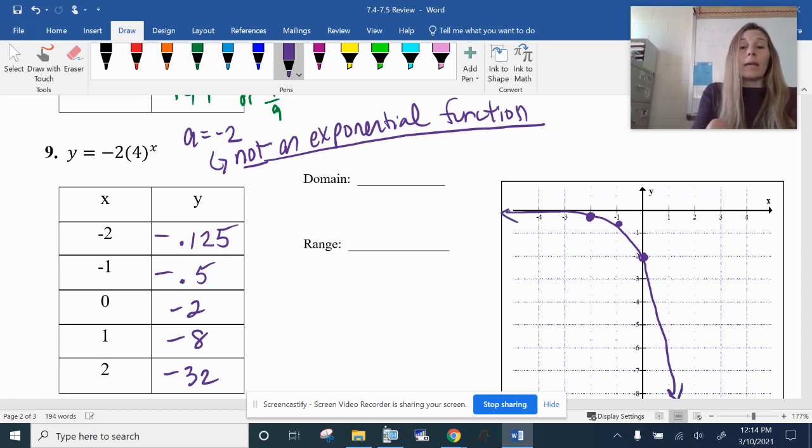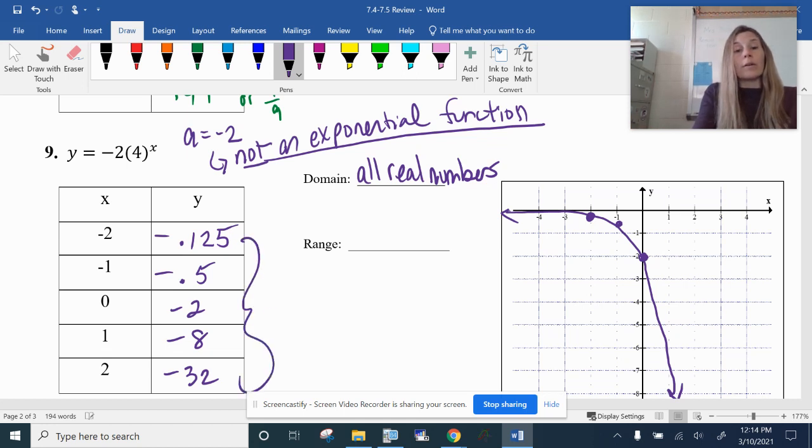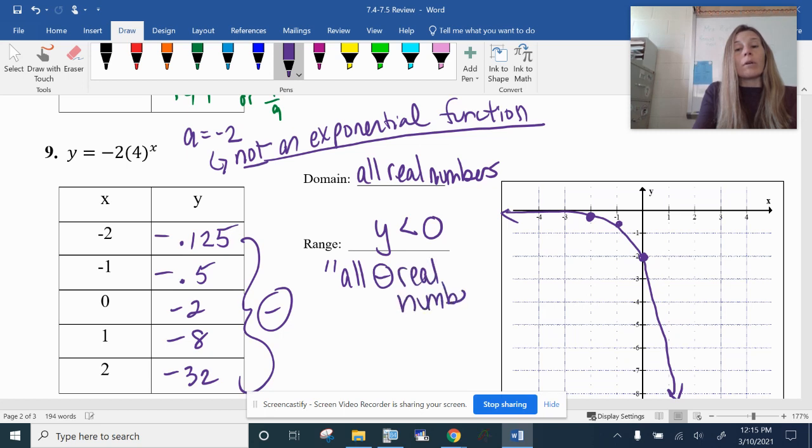Okay, now domain would still be all real numbers. But this time your range, since the whole graph is below the x-axis and all of these values are negative, it would be y is less than 0 or all negative real numbers.